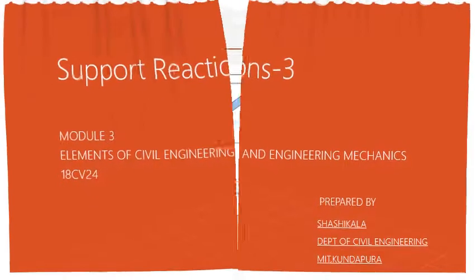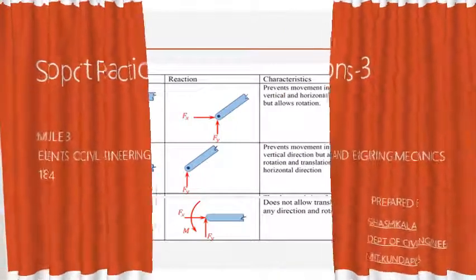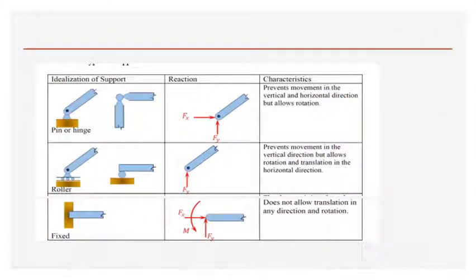Before that, supports and the reactions they offer, because these are very important while drawing the free body diagram of the beams. The pin or hinged support offers resistance for the linear motion, but it does not offer resistance for the rotation. So the reactions will be only for the linear motion, that is two kinds of reactions. It prohibits both horizontal and vertical motion, so horizontal and vertical reactions will develop at the hinged support.